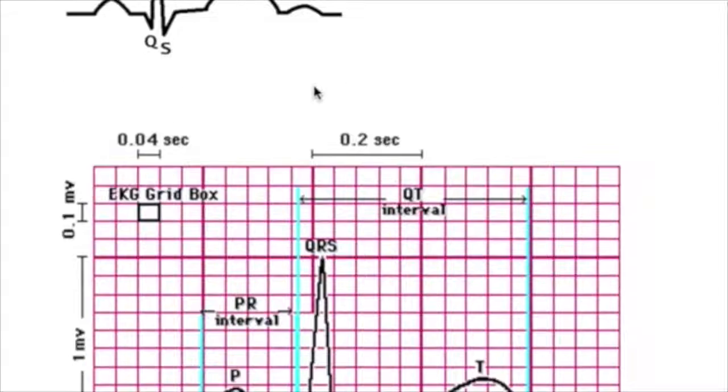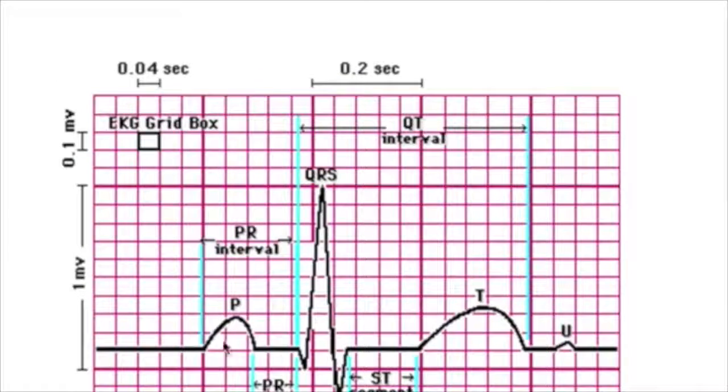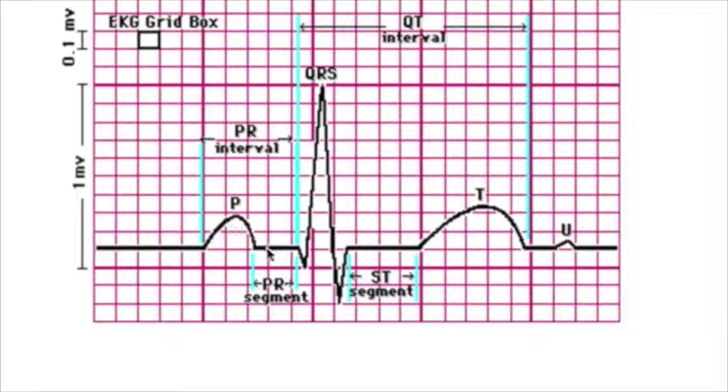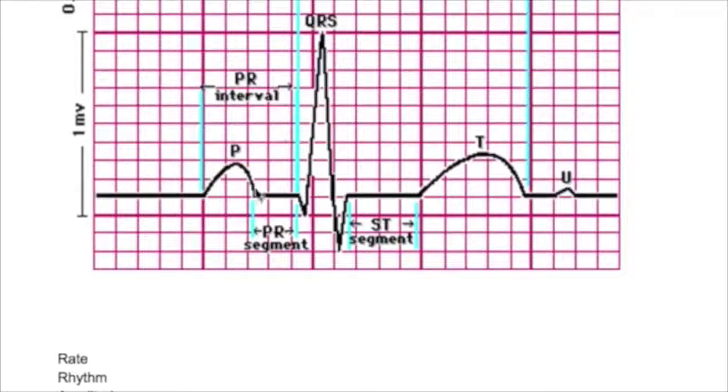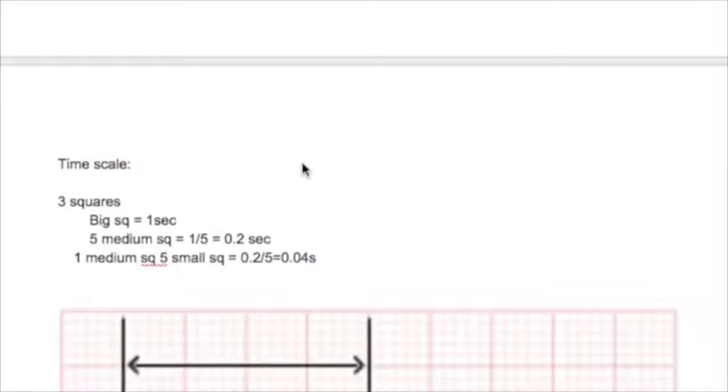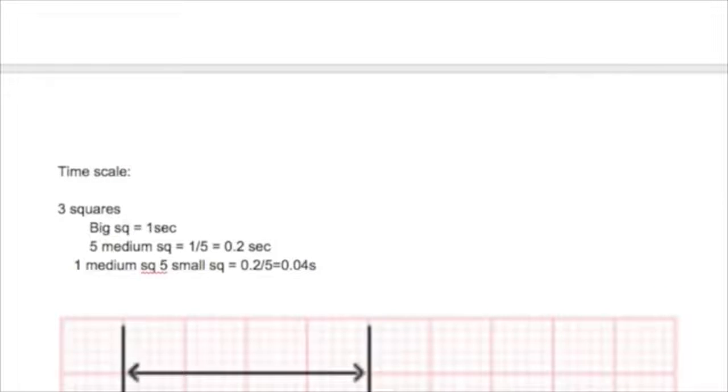When the SA node fires, we get the PQRST, the ECG tracing. What do you see in an ECG tracing? Rate, rhythm, amplitude, or the height, and the shape of the tracing. PQRST. How do you calculate the rate? Two methods for calculating the regular rate and irregular rate.